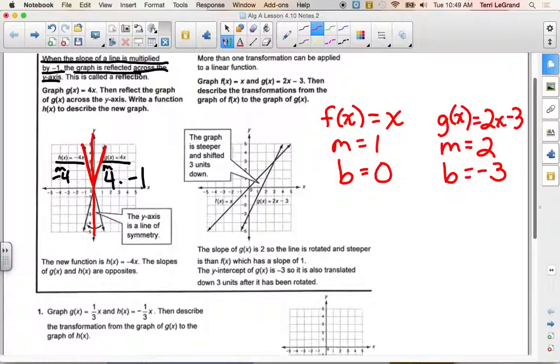What kind of a transformation happened then? It got rotated, didn't it? F of x was rotated. Did it get steeper or less steep?